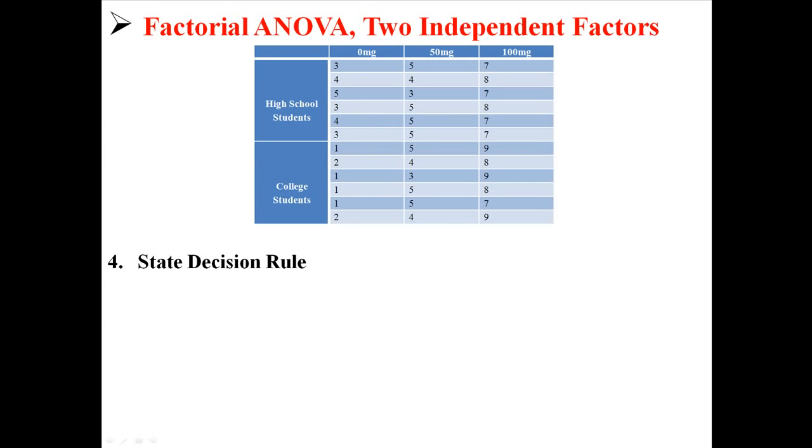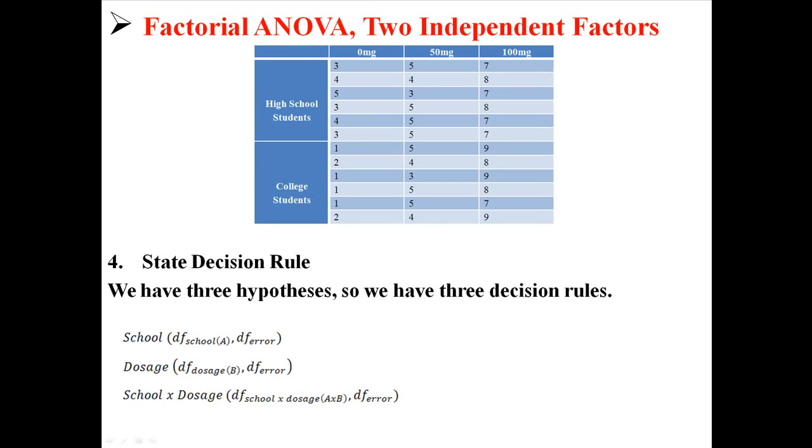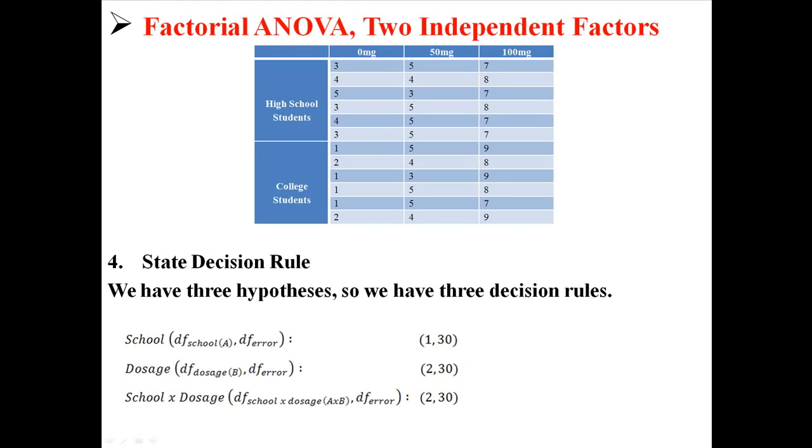Now next, we're going to state the decision rule. And we're actually going to have 3 decision rules because we have 3 hypotheses. Now, in order to look up these critical values, that's going to be part of our decision rule, we're going to use degrees of freedom for the effect and degrees of freedom for the error. So for school, we'll use 1 and 30. For dosage, we'll use 2 and 30. And for the interaction, we'll use 2 and 30.